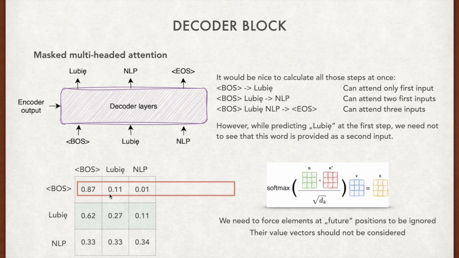We need to make the decoder unable to see what are the future tokens when calculating the attention matrix, so that the token begin of sequence in the first step is only aware of itself. Then in subsequent steps, the word lubię might be aware of itself and the previous token BOS, and finally the token NLP should be aware of both BOS and lubię. How can we achieve it?